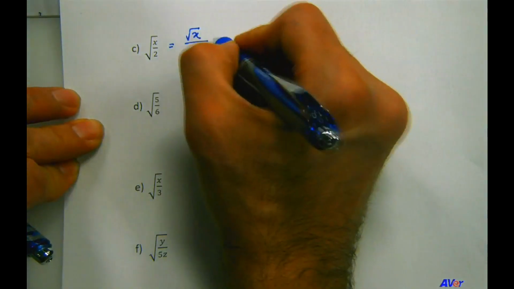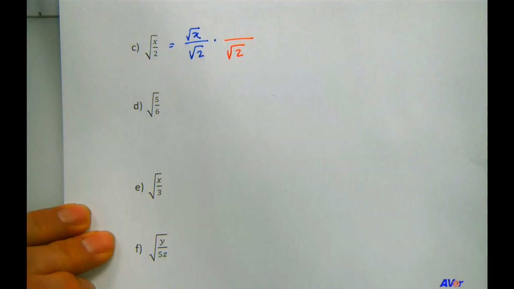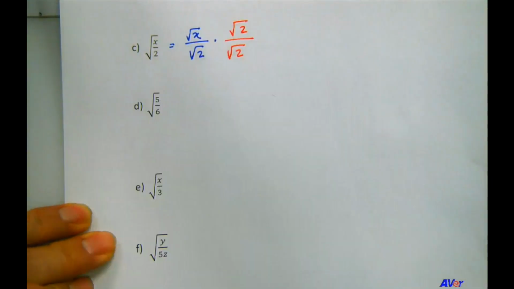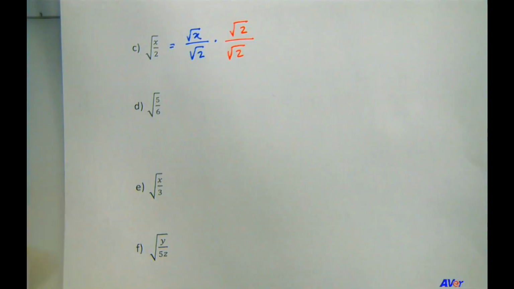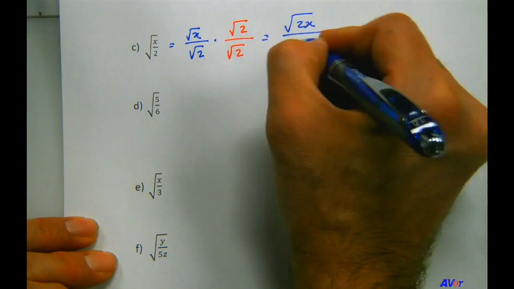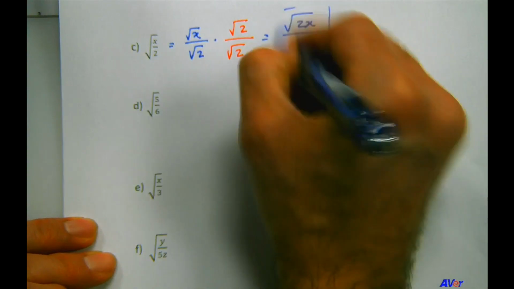So we'll break this up into that. Then, in order to rationalize the denominator, we have to multiply it by the square root of 2. But we can't do this and not do the same thing to the numerator. All right? So then, square root of 2x divided by square root of 2 times 2, square root of 2 is 2. Like that.